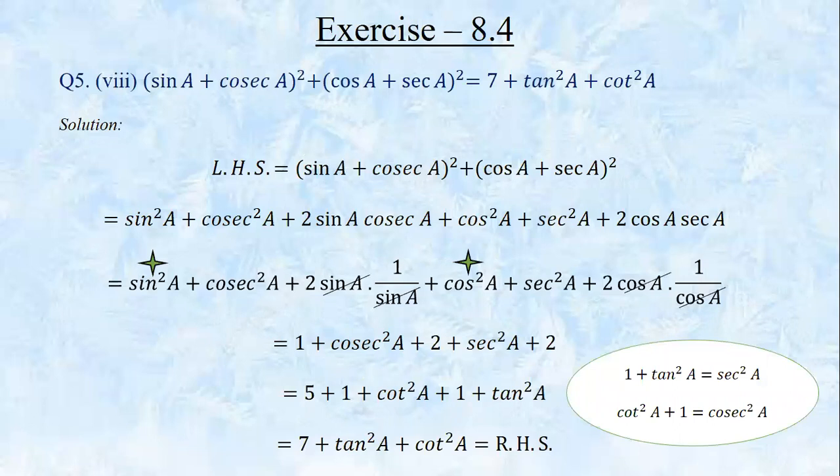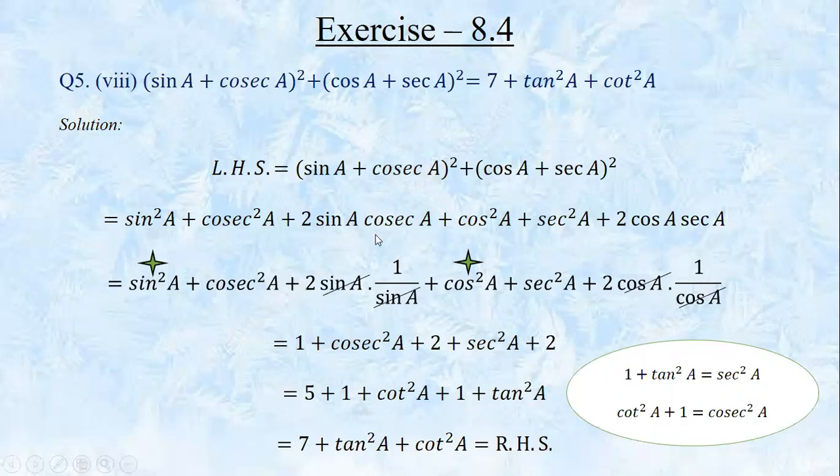Moving on to the eighth question, (sin A plus cosec A) the whole square plus (cos A plus sec A) the whole square is equal to 7 plus tan square A plus cot square A. Consider the LHS. This is the (A plus B) whole square formula. This is again the (A plus B) whole square formula. So we'll expand it, A square plus B square plus 2AB, which is sin square A plus cosec square A plus 2 sin A into cosec A plus cos square A plus sec square A plus 2 cos A into sec A.